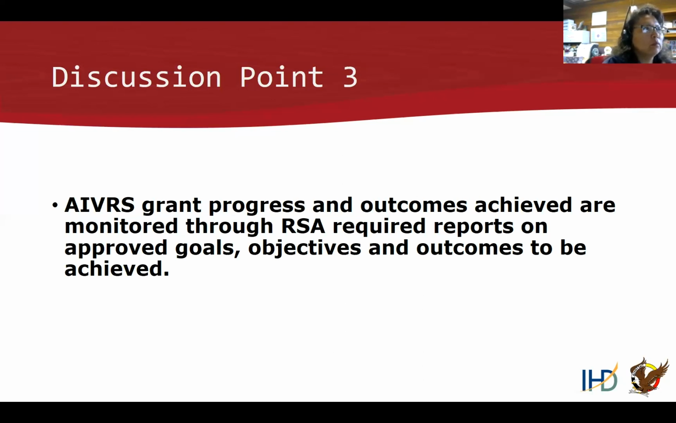What we say in our grant proposal, when you look back at your grant proposal and those goals and objectives that either you wrote or somebody else wrote that we're now responsible to achieve, we're monitored on these throughout the 5-year grant process. And those are monitored by RSA through what we write to them in our reports in terms of goals, objectives, and our outcomes to be achieved.